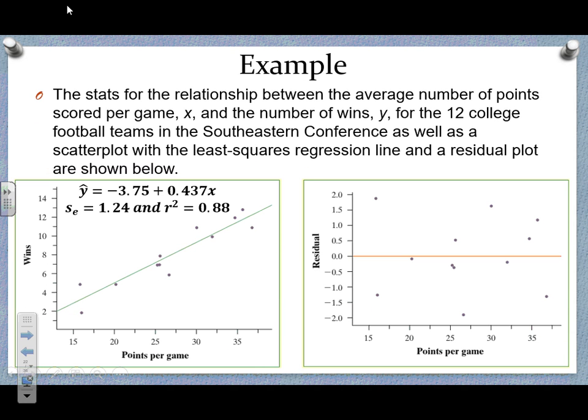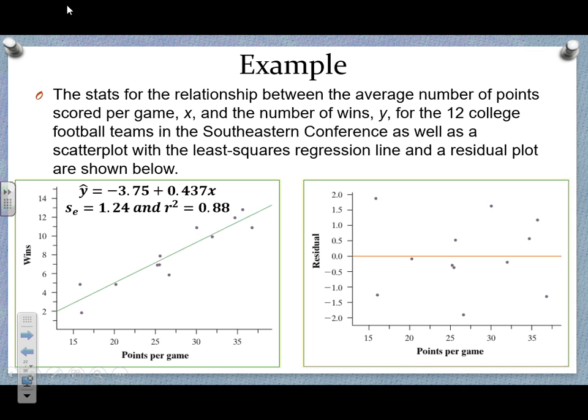All right. So let's go through a quick example here. This is going to kind of go through everything we just got done talking about. Calculating and interpreting residual, talking about what standard deviation looks like, talking about R squared. So this example, you can just follow along. If you want to have this later on, you can always go online and print these particular slides off the website. Okay? So what we're looking at here, the stats for the relationship between the average number of points scored per game, it's going to be our X value, and the number of wins is going to be our Y value, for the 12 football teams in the SEC.